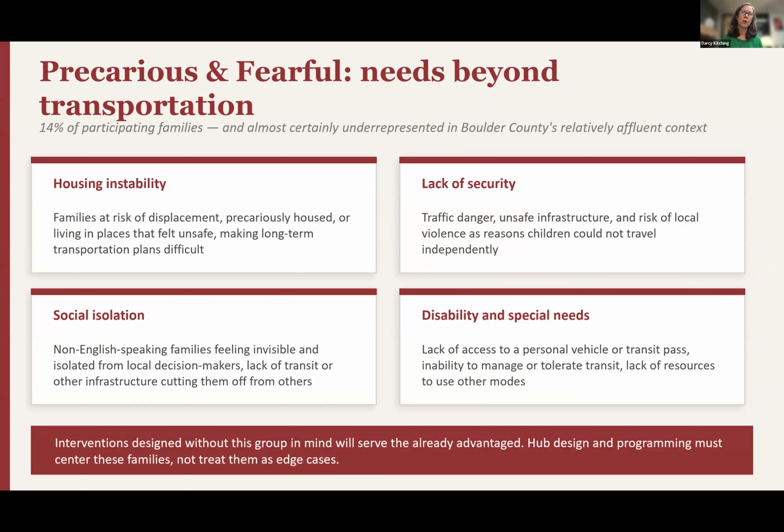So this precarious and fearful group is really interesting, and I think particularly pertinent to the values and priorities of this group, the MAC group here. These are families who were experiencing housing instability or a lack of security in their neighborhoods. They were feeling perhaps socially isolated, or they were dealing with disabilities or special needs, or their students were. And so all of these things together, they were a very distinct group on their own. And this group was primarily made up of people living in manufactured housing communities. One of these families was also living in subsidized housing, and one was formerly unhoused, living with family members. And so this was a very distinct kind of experience.